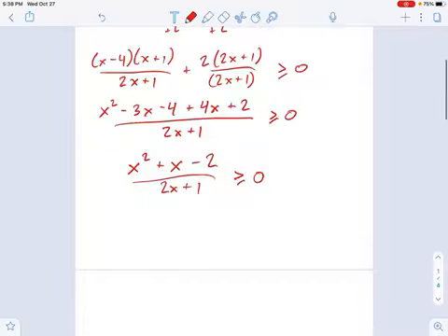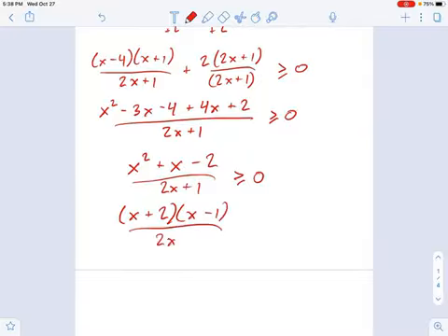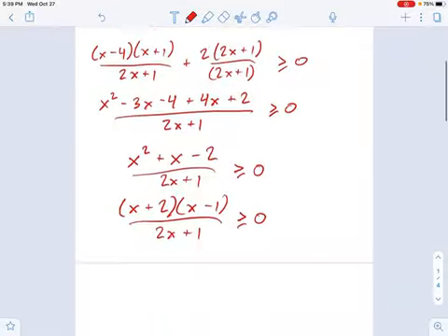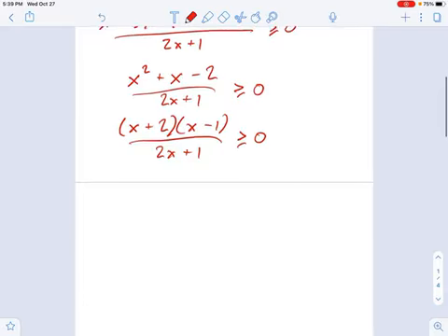And now we can factor it. This time, it's a good idea. We get (x plus 2)(x minus 1) over 2x plus 1, and that's greater than or equal to 0. This is the form I want. I want rationals where it's a fraction on one side and greater than or less than 0, with 0 on the other side. That whole negative 2 business was going to be a problem for using a sign array, but with the 0, it's much nicer.